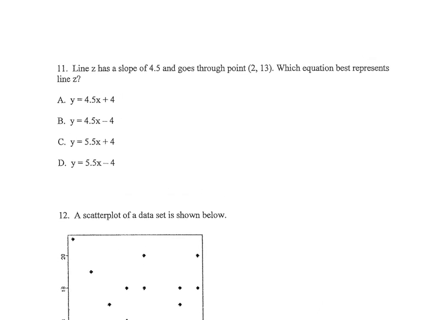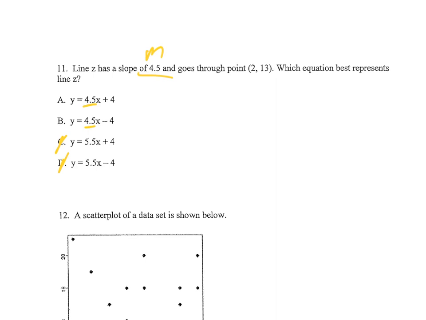Number 11. Line Z has a slope of 4.5 and goes through point (2, 13). Which equation best represents line Z? Well, our slope, that's our m, so our answer has to have an m of 4.5. C is out, D is out. So we've already got it narrowed down.